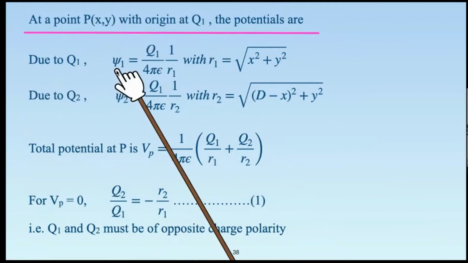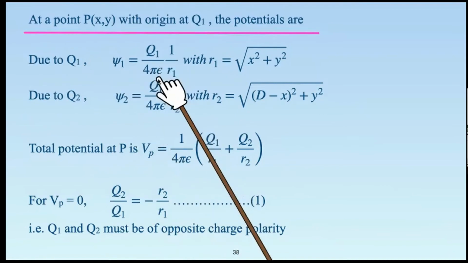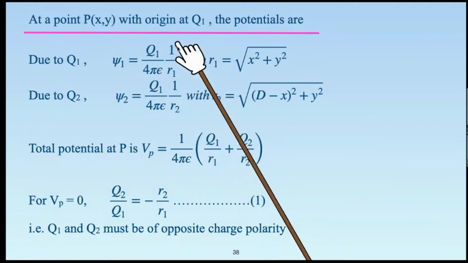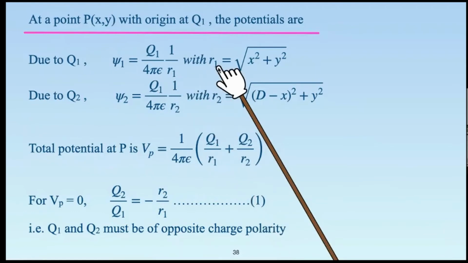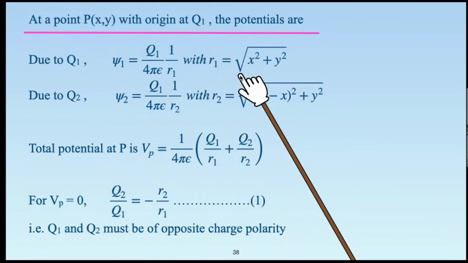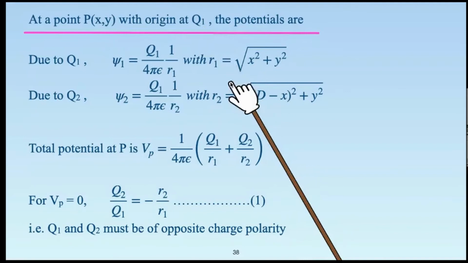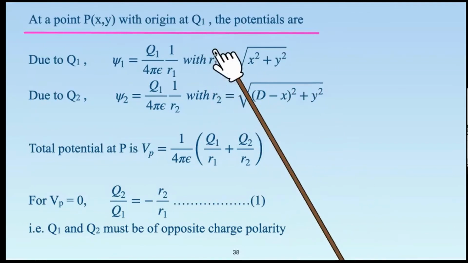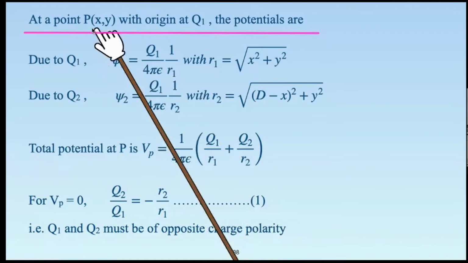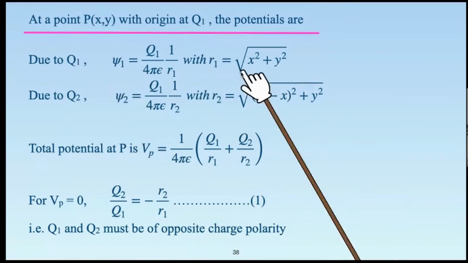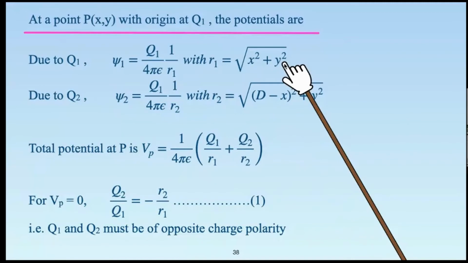So due to Q1, psi1 will be equal to Q1 upon 4 pi epsilon, where we are writing epsilon 0 epsilon r combined as epsilon, times 1 upon R1. This R1 can be calculated from the diagram to be equal to the square root of x squared plus y squared. Please remember that the origin has been selected as the location of Q1. Accordingly, the distance of point P from Q1 is R1 equal to the square root of x squared plus y squared.